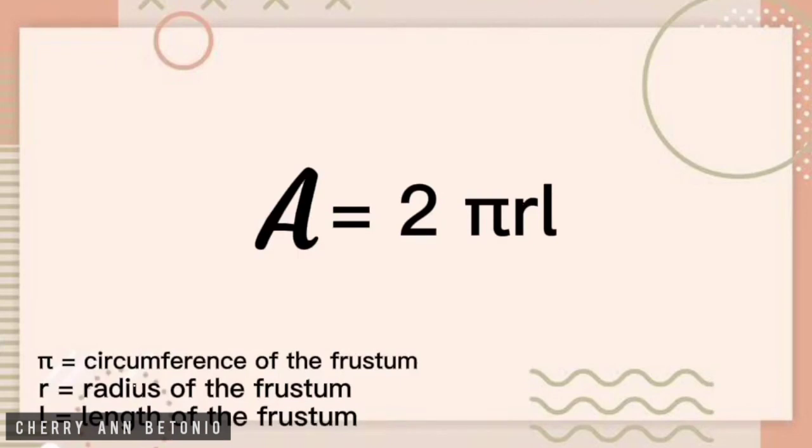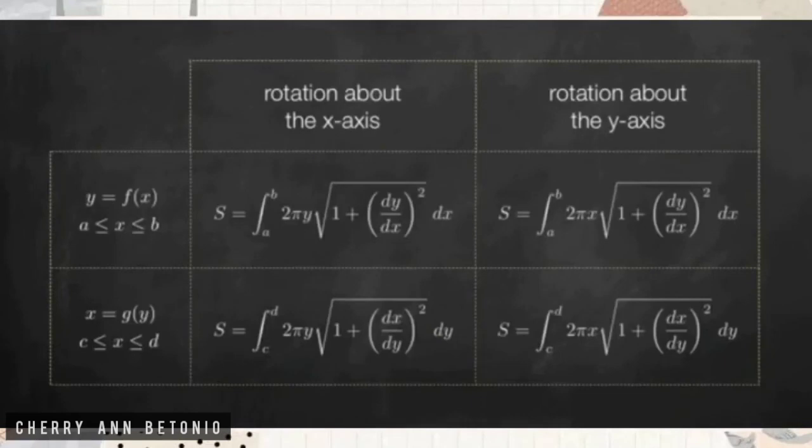A is equals to 2 pi RL. So, kailangan lang natin i-multiply yung value ng frustum. Since L is the length of the frustum and nothing more than the arc length of the function that we rotated in the axis, we can replace L in this formula with the arc length formula we found before.